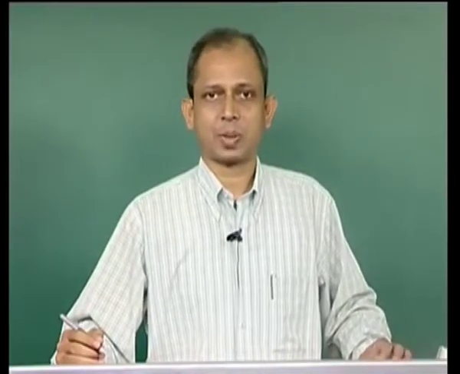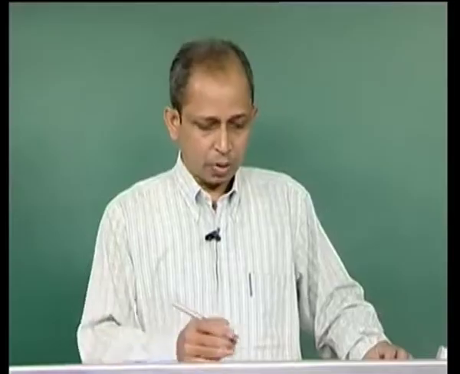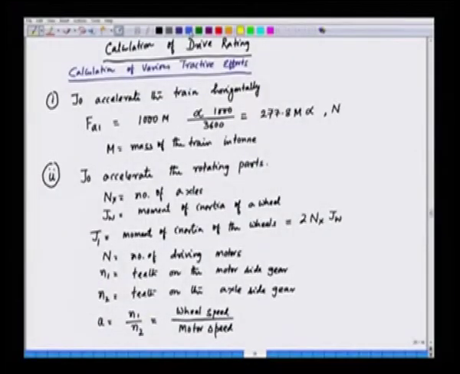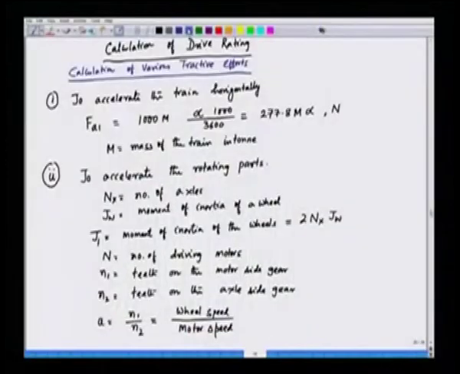Let us recapitulate what we have discussed in the last lecture. To accelerate the train horizontally, we just find out the train motion in this following fashion. So this is what we have here. Let us see the various components of tractive effort. Now, tractive effort to accelerate the train horizontally. So we have the train mass in ton m.